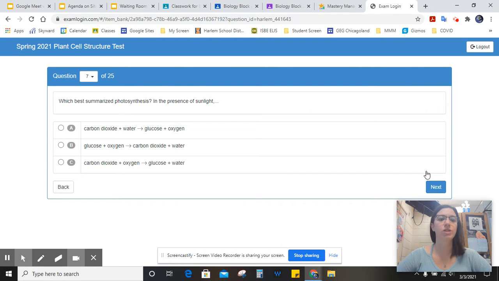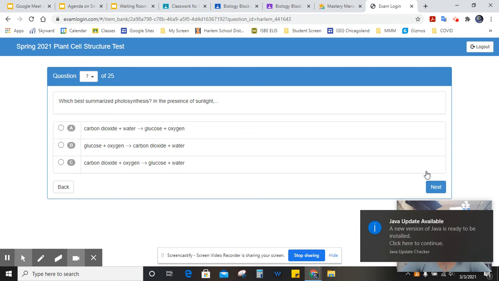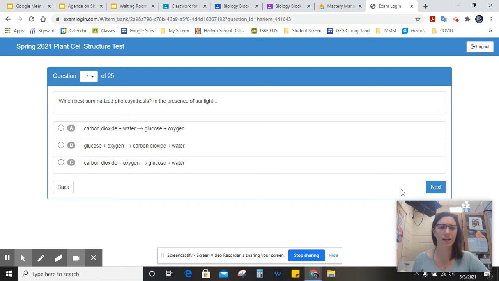Question 7. Which best summarizes photosynthesis? In the presence of sunlight, you have A, carbon dioxide and water will yield glucose and oxygen. B, in the presence of sunlight, glucose plus oxygen will yield carbon dioxide and water. Or C, in the presence of sunlight, carbon dioxide and water will yield glucose and water.